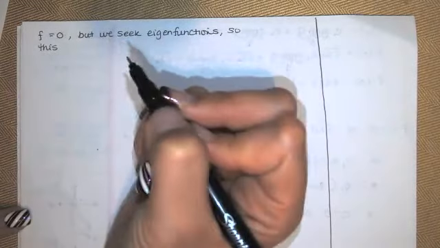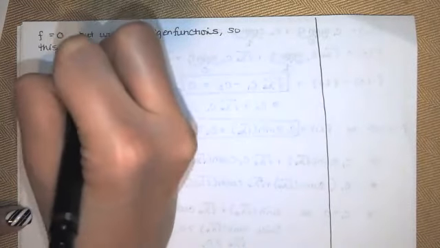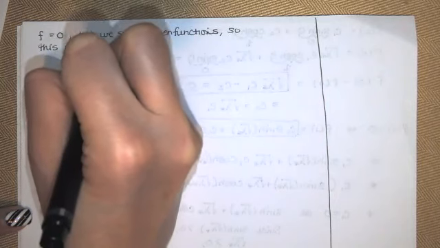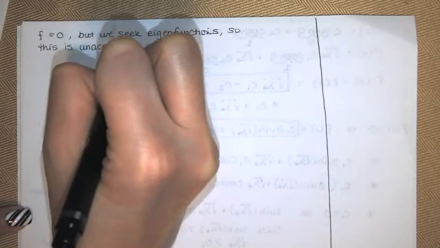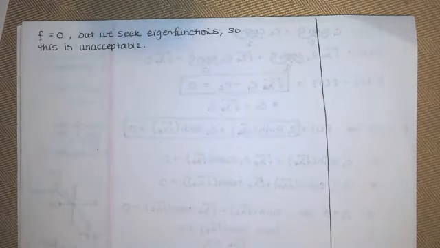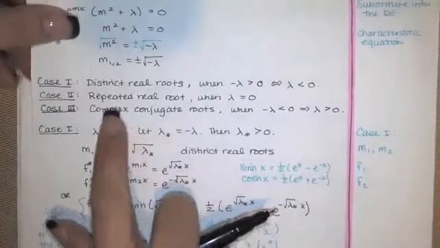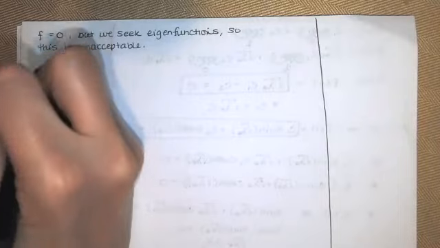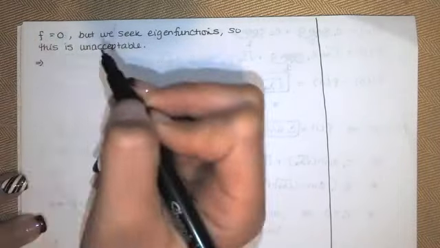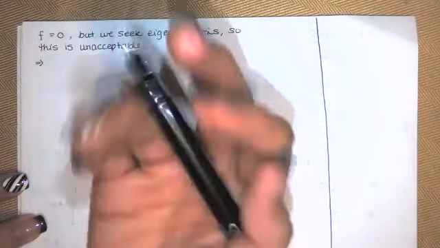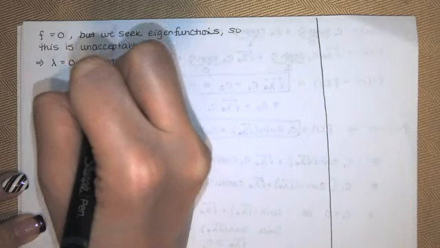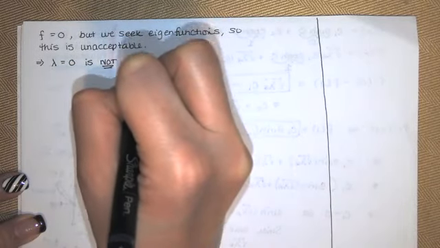I'll just say we seek eigenfunctions, so this is unacceptable. As it is, it's not acceptable as an eigenfunction. And that tells us that this case that we're in, case two, where lambda is equal to zero, does not correspond to an eigenvalue. So we'll say that lambda equals zero is not an eigenvalue.